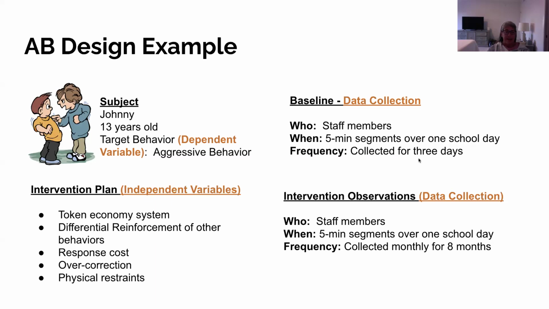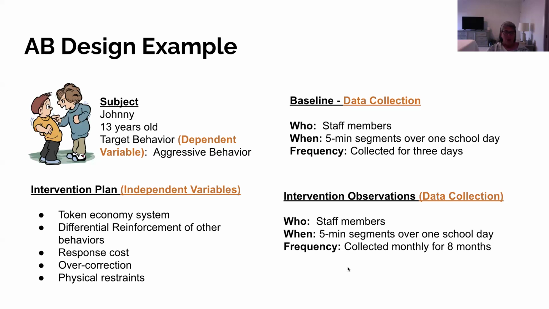Then they're going to have an intervention plan. This intervention plan seems to be very complex. So they're going to do all these things. This is the intervention plan. Then they're going to collect data during this intervention time when all of these things are happening to Johnny when he is aggressive. The staff members are going to still collect data about how aggressive he is every 5 minutes over a school day, collected monthly for 8 months. So one school day, once a month, so 8 different times. And we're going to see whether this intervention plan is working on his aggressive behavior.